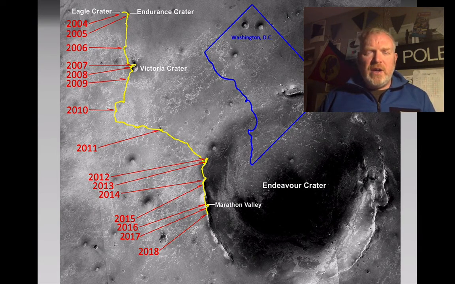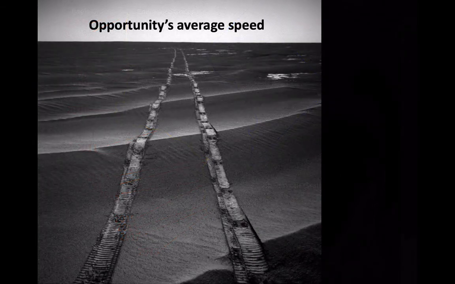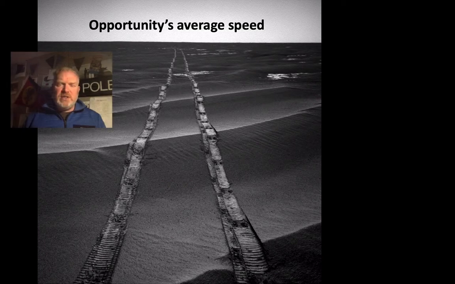Just to give you some idea of the scale, this map shows Washington DC superimposed on it. If we're looking for something a bit closer to home, the area of Endeavour crater, the big crater on this map, is about the same as Cardiff and the Vale of Glamorgan put together, if that gives you some idea of how big a space we're looking at there. Okay. So Opportunity's tracks here across the surface of Mars, you can even see the mini dunes that it was driving across.